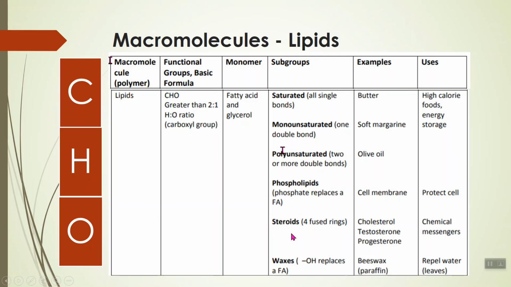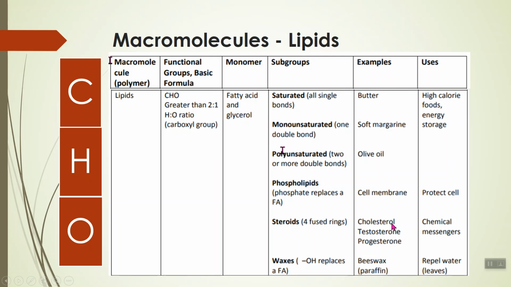Another example of a lipid is the steroid. A steroid has a molecular ring structure. Another one is wax. Wax is found in honeybee combs or on the surface of leaves. Those are also examples of lipids. You can see here wax, for example beeswax, and its main use is to repel water, also on the surface of the leaf.